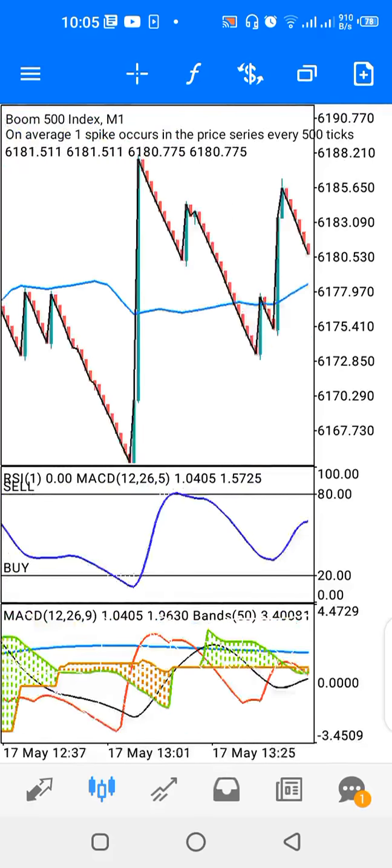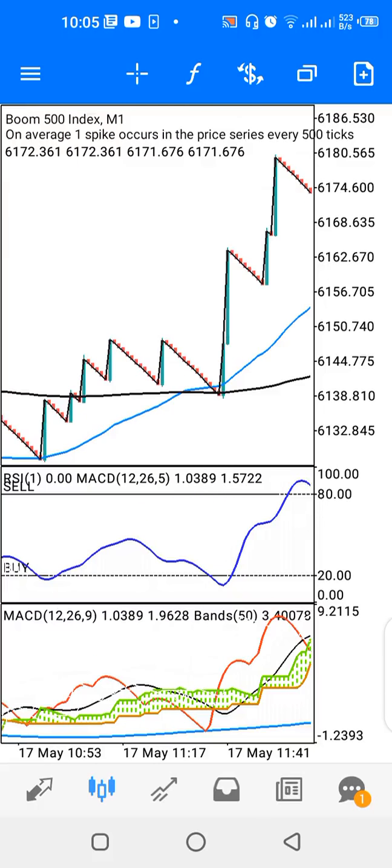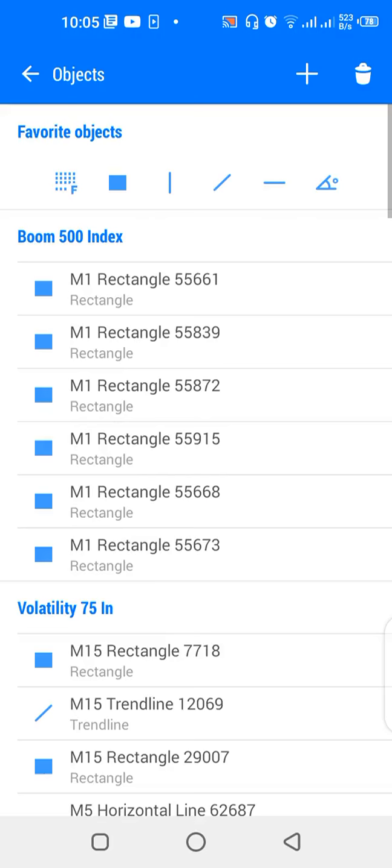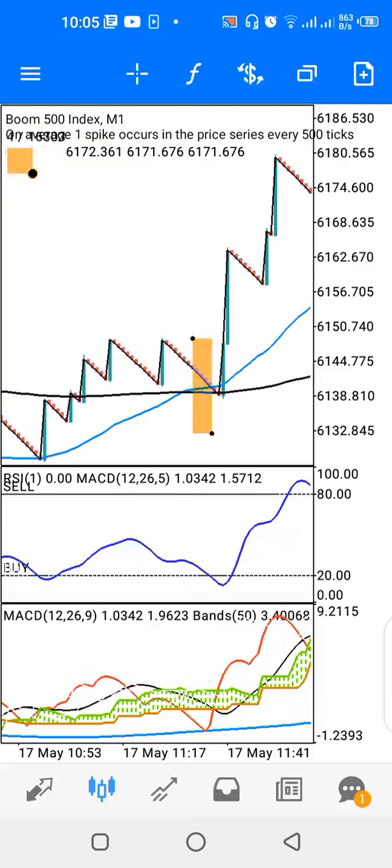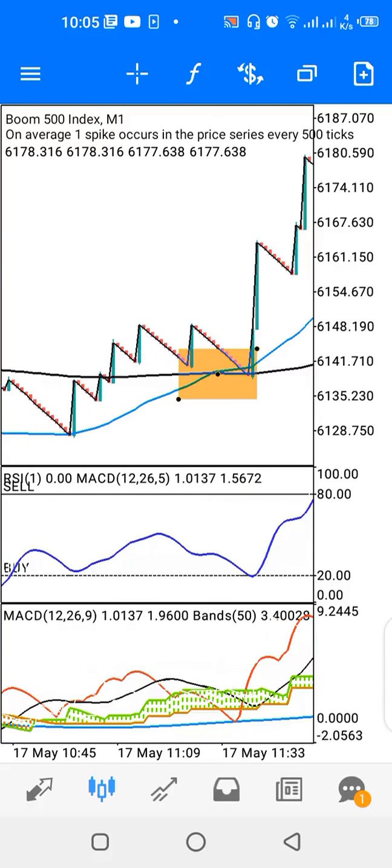So that's just how to use the strategy on the main window. We are trading Boom index when it crosses, on this 1 minute time frame. You can use it on 5 minutes, 15 minutes, 30 minutes, 1 hour. You can use it on any time frame, but I prefer to use it on the 1 minute, possibly 5 minutes time frame, so that I can catch the spike right from almost near the beginning.